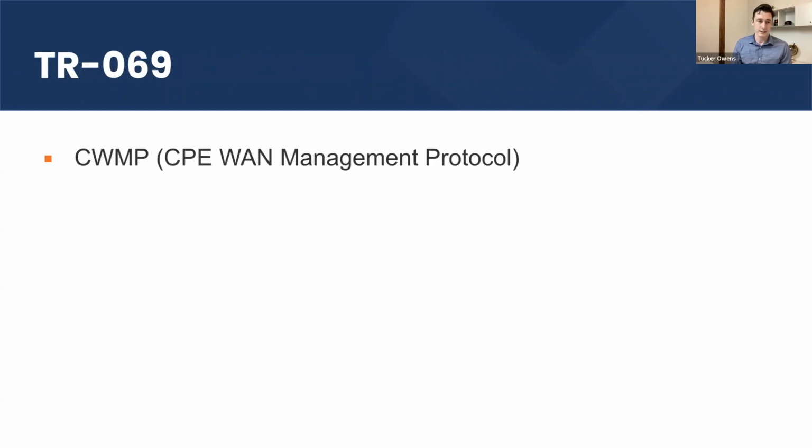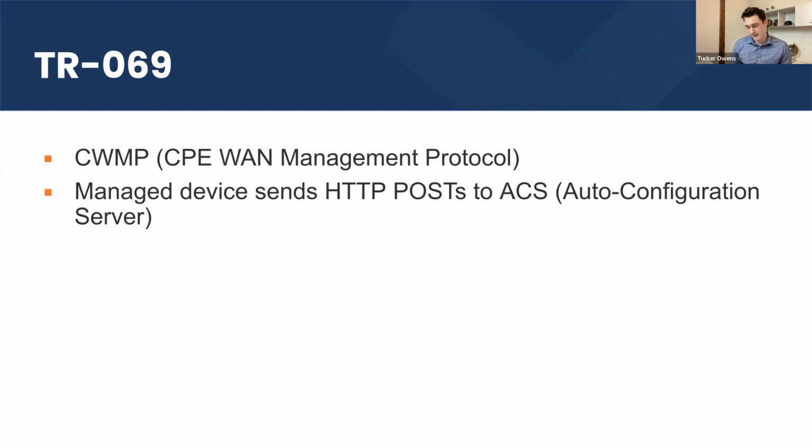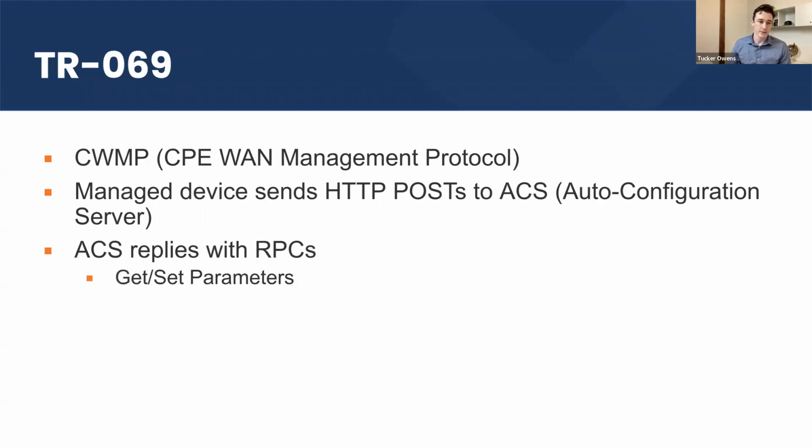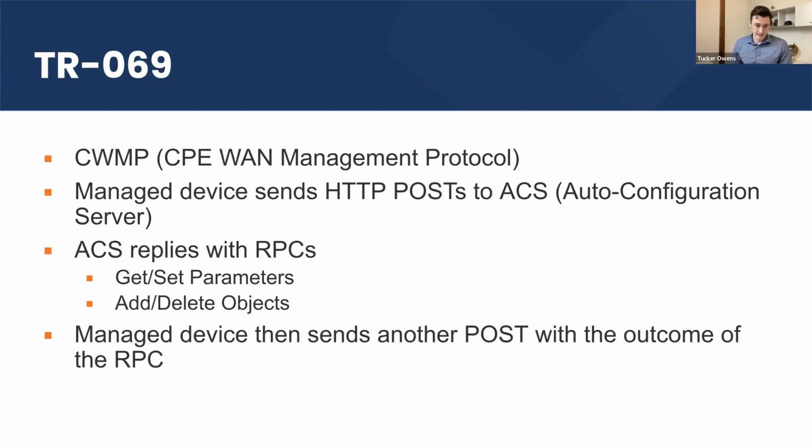On the TR-69 front, TR-69, also commonly called CWMP, if you really want to spell it out, the CPE WAN Management Protocol. The way it works is a CPE out in the field will send an HTTP post to an ACS, or auto configuration server, and the ACS will send a response, which is like an RPC saying, hey, can you get or set a parameter, or add or delete objects. There's a few others, you can do reboots and install DU units, but that's just extra stuff. And then the managed device will send another post with the outcome.